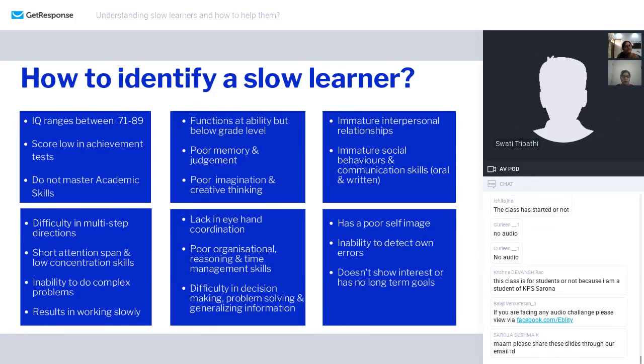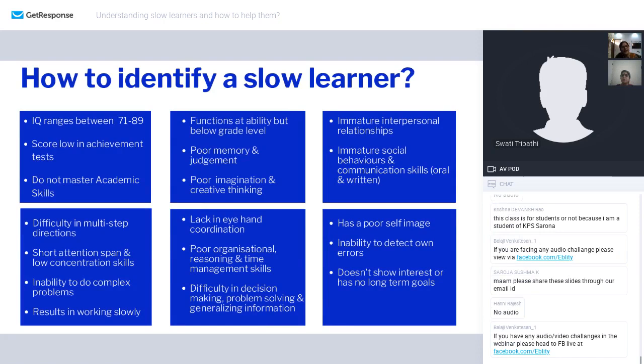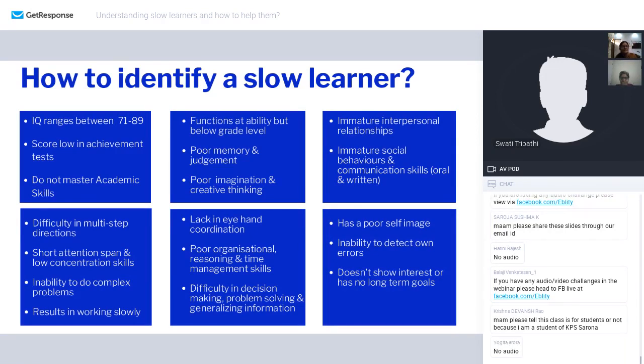They score low in the achievement test. They do not master the academic skills. They have difficulty in multi-step directions. They have short attention span, low concentration skills. They are working very slowly. They have poor memory and judgment. They have poor imagination and creative thinking. They lack eye hand coordination. Their organizational skills, reasoning, and time management skills are also very, very poor. They don't take decisions properly, and they do not generalize one situation to another situation. The learning is not transferred from one situation to another situation.